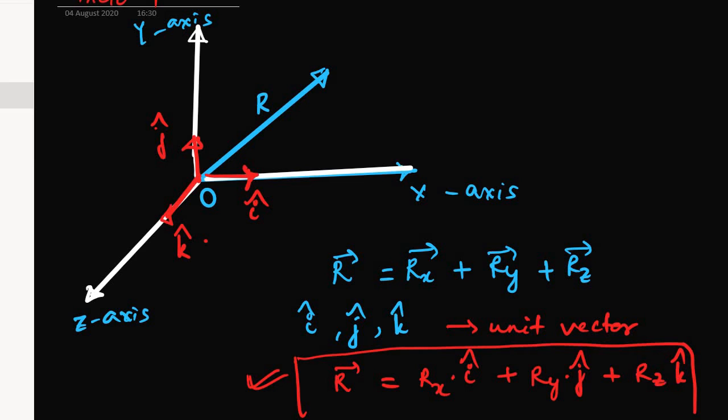The magnitude would be r equals the square root of rx square plus ry square plus rz square. Okay, that would be the magnitude of the r vector. Now what would be the direction cosines of the vector?